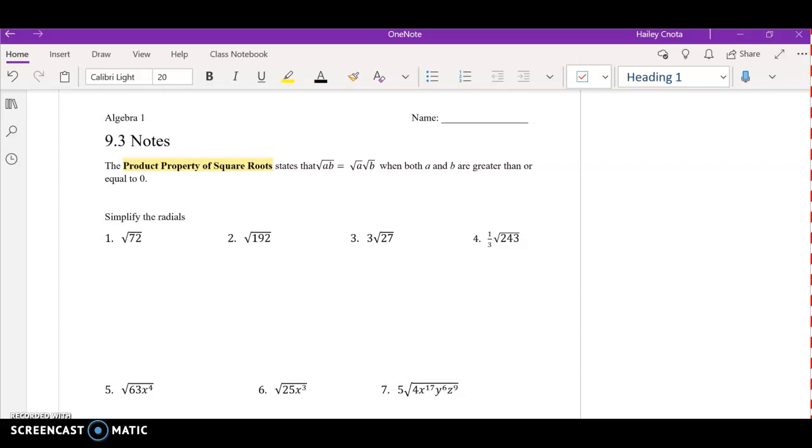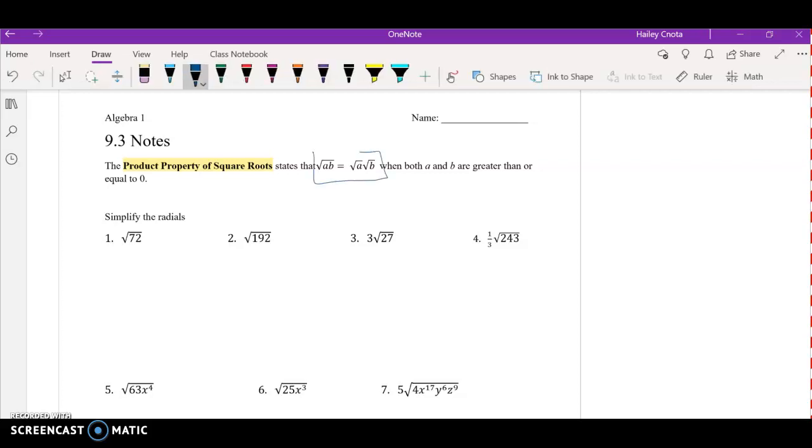All right, hi everyone. We are doing 9.3 today, which is talking about simplifying radicals. And the first bullet point up here is just talking about the product property of square roots, which essentially is just telling us that we can break things down into smaller components instead of just one large number. We're going to get into that in just a second.